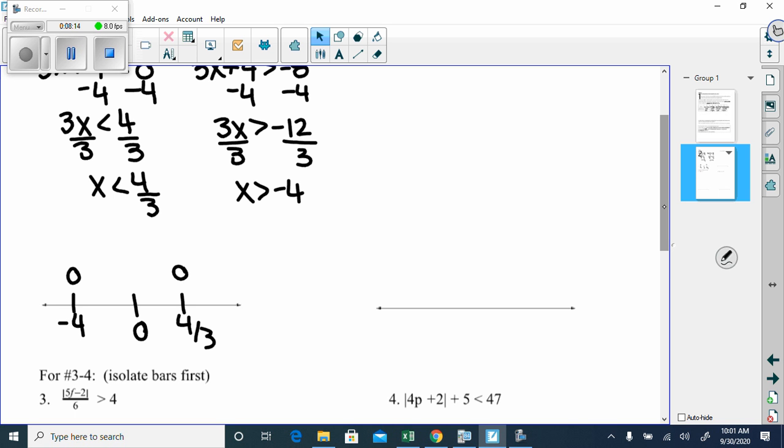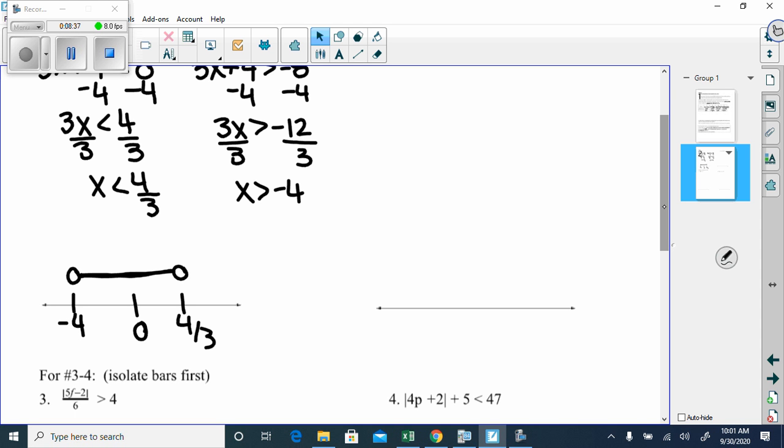Okay, now this first one says that x is less than 4/3, so I'm going in this direction. This one says that x is greater than negative 4. So from negative 4, I'm going to the right. So this is the type that is connected, right?